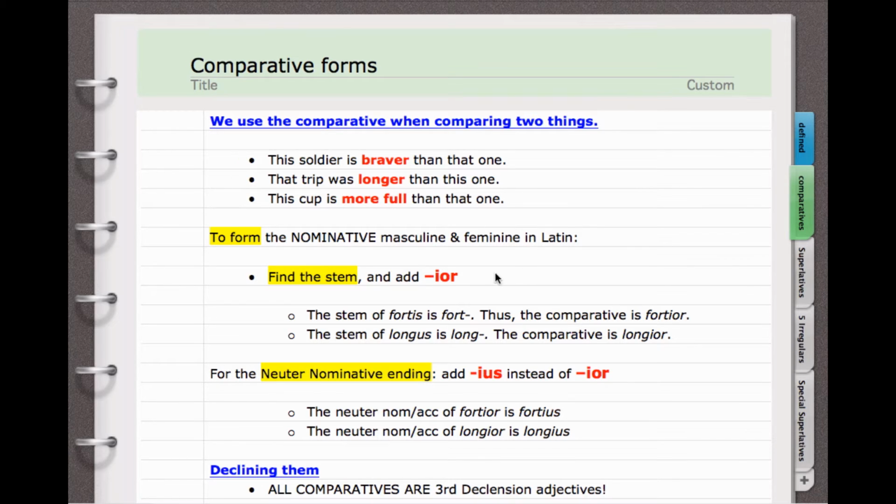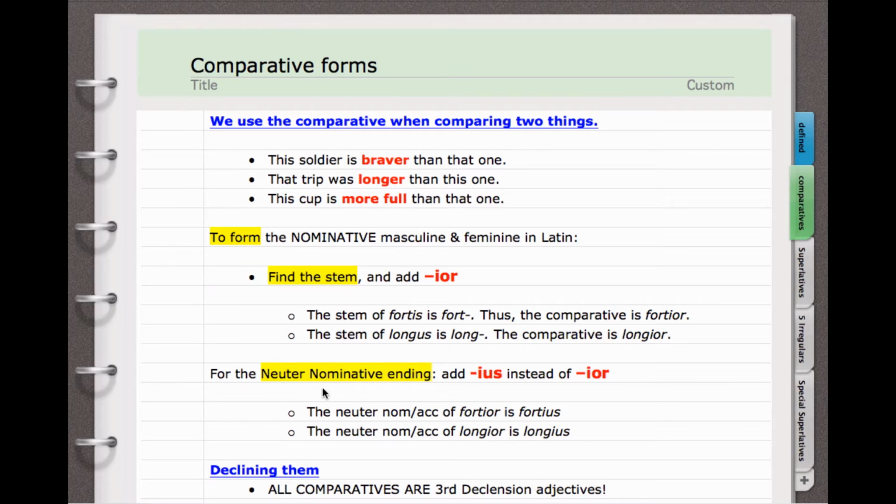In Latin, to form the nominative masculine and feminine, we first take the stem of the adjective, and then add IOR to it. So if we take the third declension adjective fortis, we remove the ending is, and its stem is FORT, fort. Thus, the comparative is fortior, fortior. The word longus, its stem is long. The comparative of that would be longior.